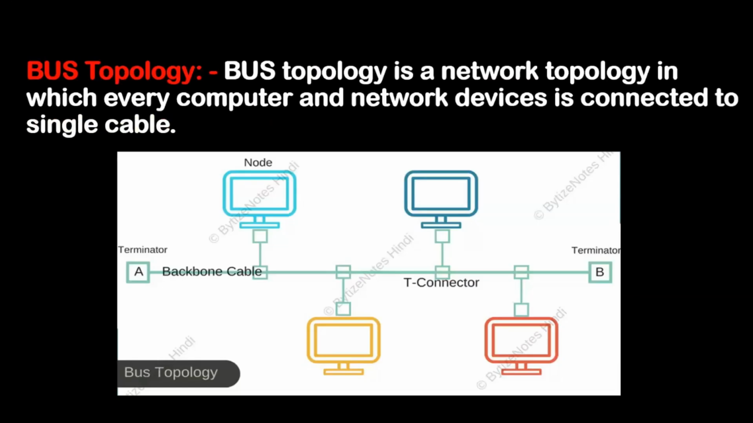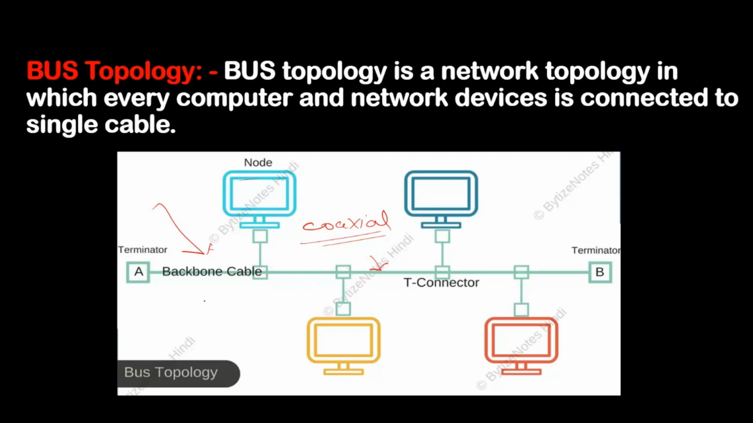If we talk about these topologies, the first is bus topology. Bus topology means what? Bus topology is a network topology in which every computer and network device is connected to a single cable. Earlier we had this type of network, and it is also available now. Earlier we used coaxial cable, and in coaxial cable we can connect multiple devices with a single cable.